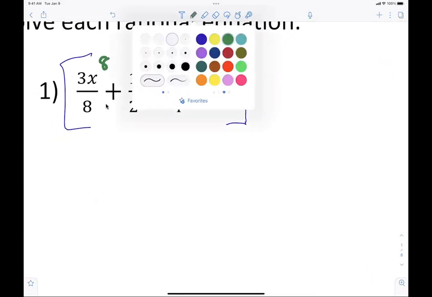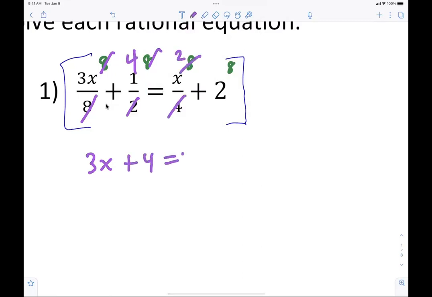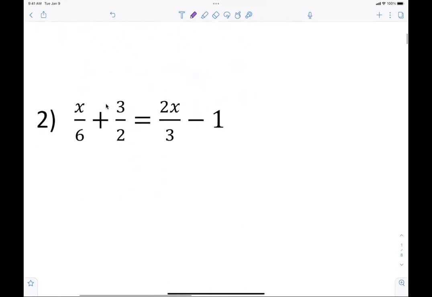So if you'll notice here, we have 8 and 8 cancel, so you're left with 3x. 8 divided by 2 is 4, and then that'll be plus 4, and 8 divided by 4 is 2, so that'll give you equals 2x, and then 8 times 2 is 16. Then you just solve this out. Move the 2x over, move the 4 over, so x equals 12. All right, let's check out number 2.